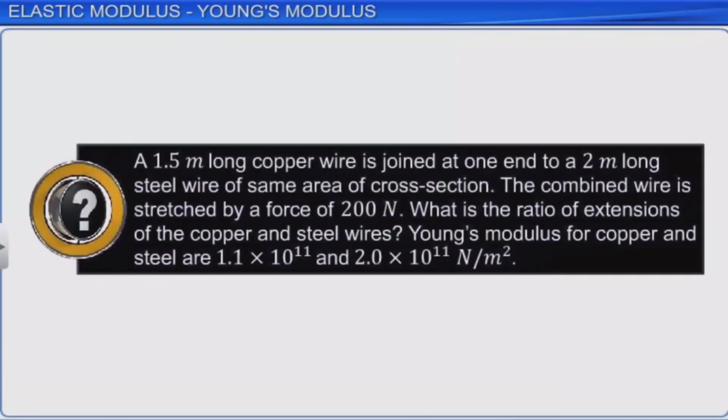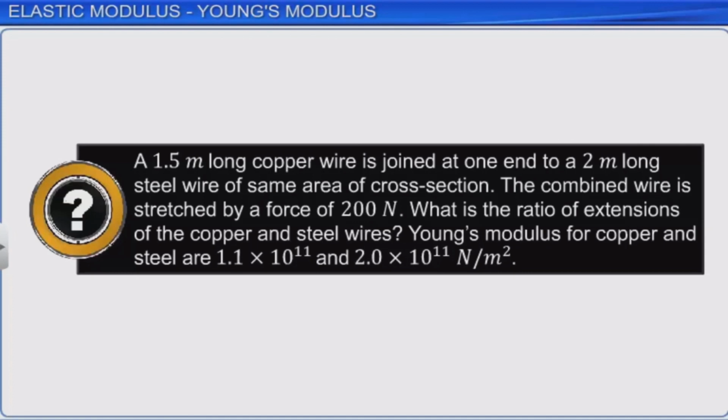A 1.5 meter long copper wire is joined at one end to a 2 meter long steel wire of same area of cross-section. The combined wire is stretched by a force of 200 newtons. What is the ratio of extension of the copper and steel wires?